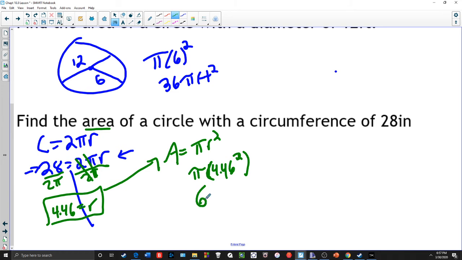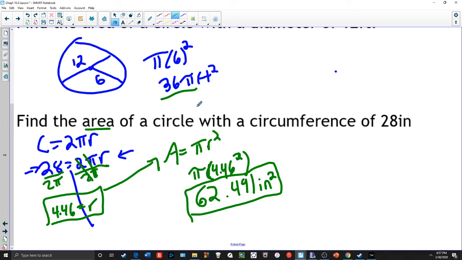62.491. So 62.491 inches squared. This one I actually did in decimal form, because if you already have a decimal, there's really no use in saving the pi at the end, since usually you write it like this so you can avoid a decimal answer. Well, I'm going to get a decimal answer anyway for this square, so you might as well just do it all at once, right? So again, just be careful on what kind of question they give you. You always have to have the radius before you do anything with the area.